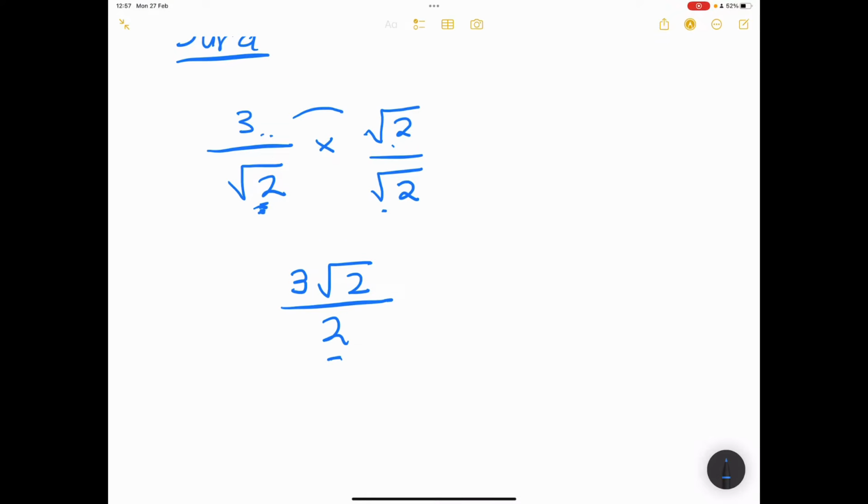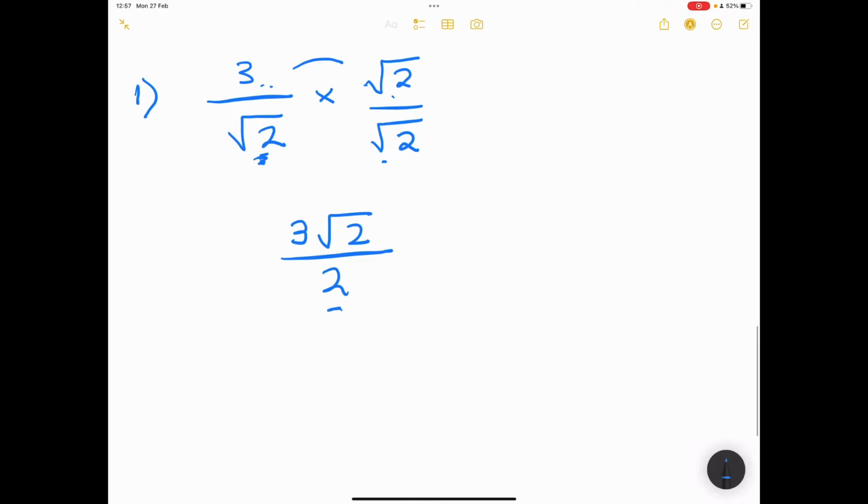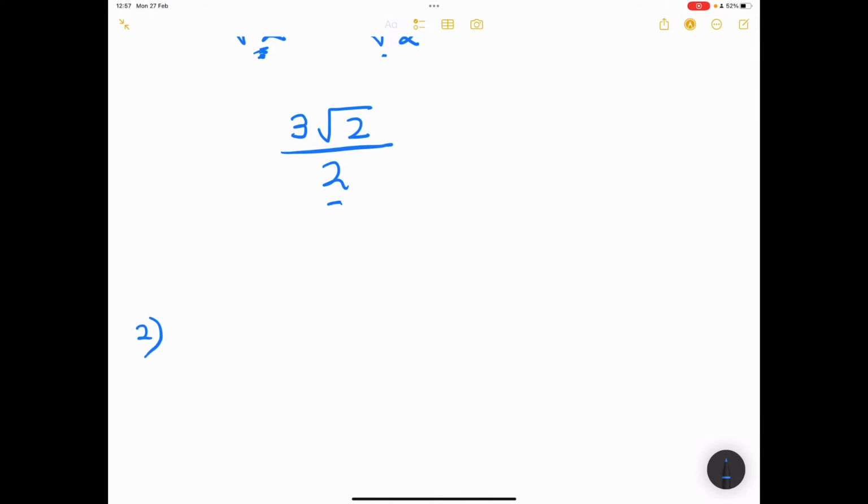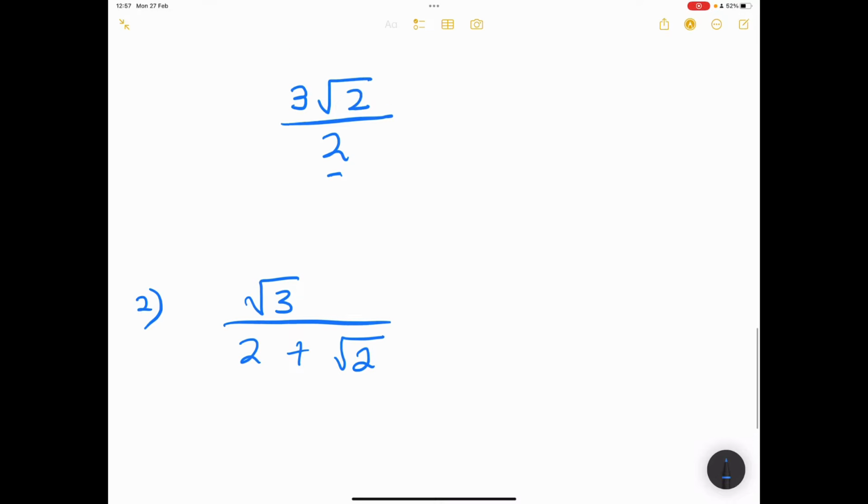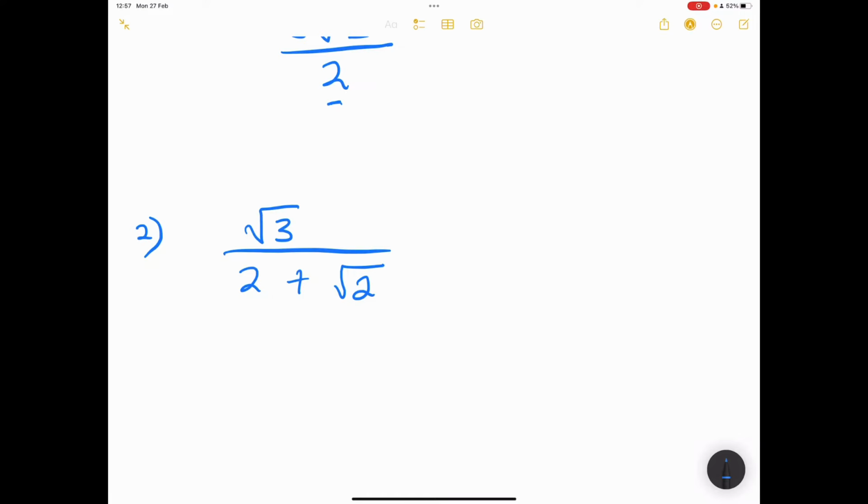Now, when I've got more than one term in the denominator, right? So what happens when I've got more than one term in the denominator? Okay, so let's take an example. So let's just say we've got root 3 divided by 2 plus root 2. Okay, now note in this case, we've got more than one term in the denominator. Before I get into it, I want to quickly remind you about the difference of two squares, right?